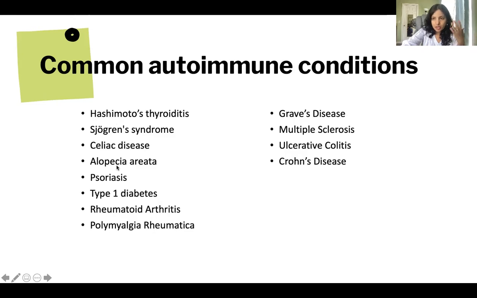Alopecia, which results in bald patches of hair, psoriasis, rheumatoid arthritis, polymyalgia, even type 1 diabetes, Graves' disease, multiple sclerosis, ulcerative colitis, and Crohn's disease. These are all examples of common autoimmune conditions, but there are lots and lots. In general, around 100 autoimmune diseases have been diagnosed. So these are just the common ones.